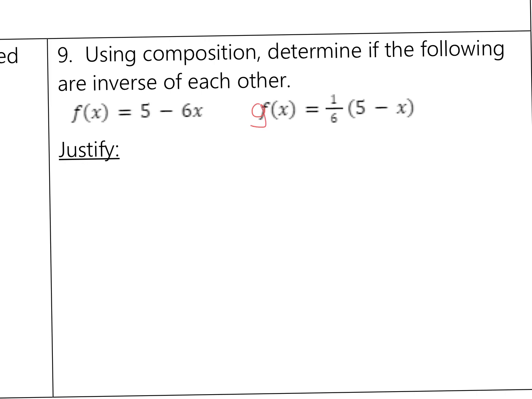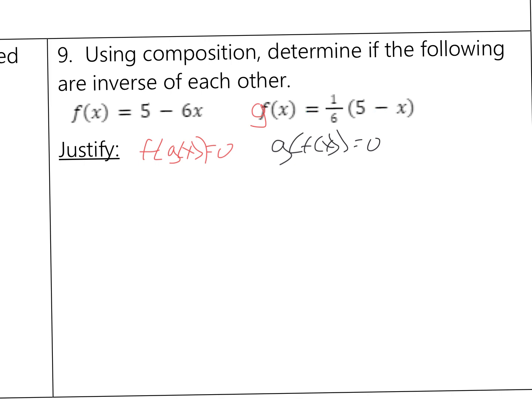Now, in order for these to be inverses, we can use composition by finding f of g of x, okay? We need f of g of x to equal x, and we need g of f of x to equal x, okay? So basically what we're doing is we're going to take this function g of x and plug it into f of x, and then we're going to take f of x and plug it into g of x. So let me go ahead and do that first.